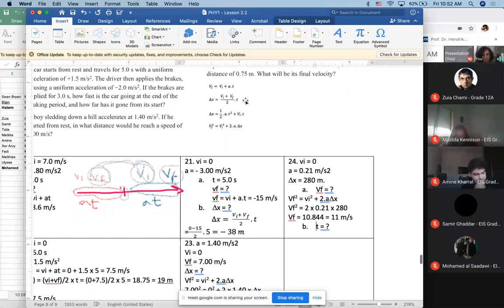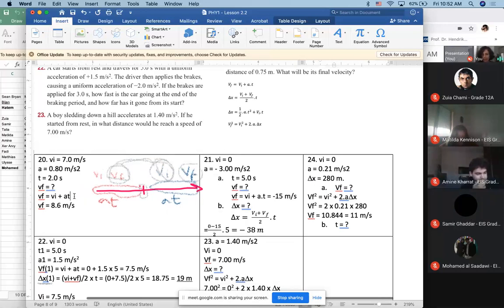What is the easiest equation in here? For time? Yes, to find time. Yeah, the first one. The first one, thank you so much. I like it. It's easy, it's quick. I already have it here.